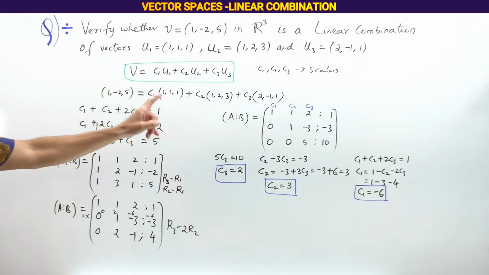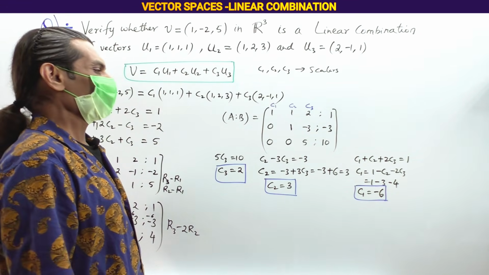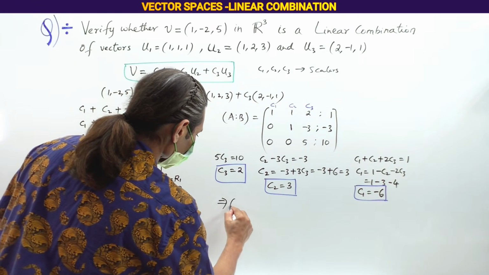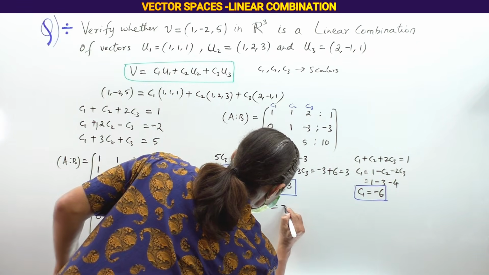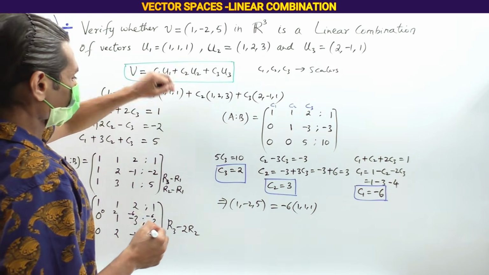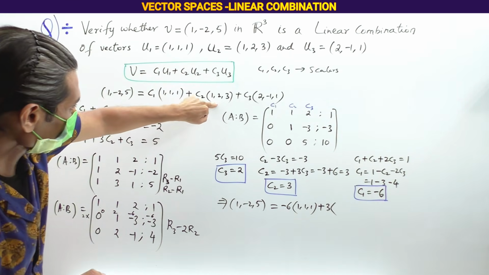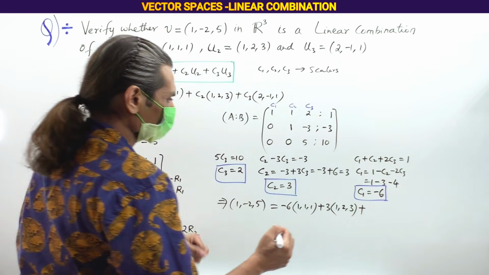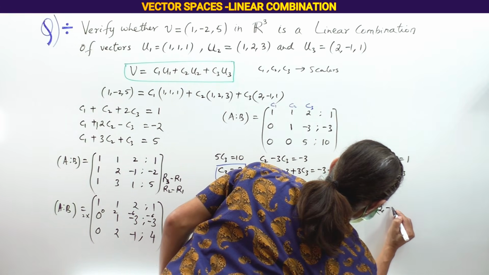I make this relation: V is equal to C1 U1 plus C2 U2 plus C3 U3. We found C1 as minus 6, C2 as 3 and C3 as 2. Now let's put it here. What is V? V is 1, minus 2, 5, which is equal to C1, minus 6, into U1, which is 1, 1, 1, plus C2, 3, into U2, which is 1, 2, 3, plus lastly C3, 2, into 2, minus 1, 1.